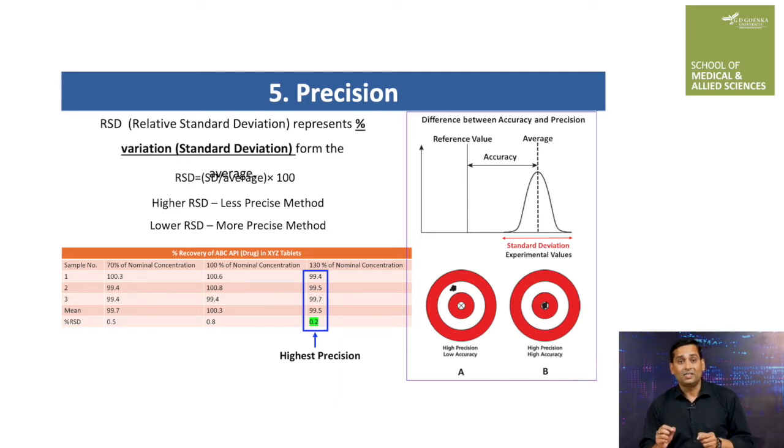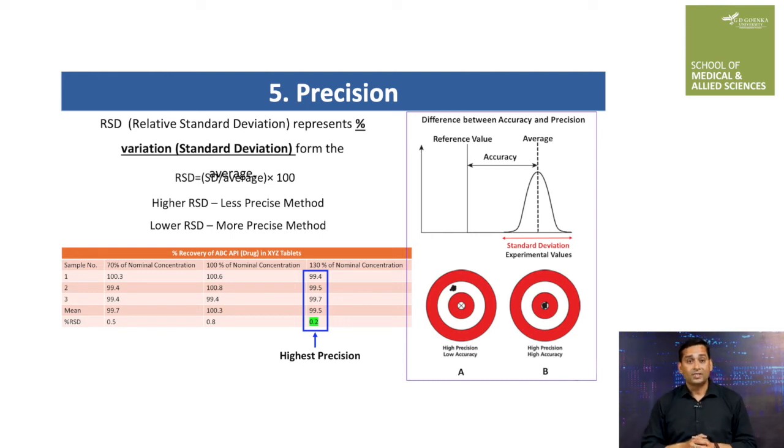Here we can see percentage recovery studies at the level of 130%, showing the minimum percentage RSD as 0.2%. Because all the three results at this level are very close to each other, you can see this in the blue rectangle as compared to results of the other two levels. Hence, we can say that at the level of 130%, this analytical method shows the highest precision.